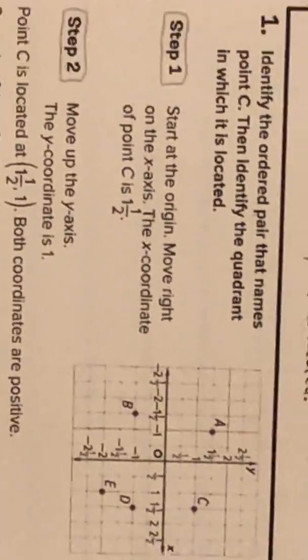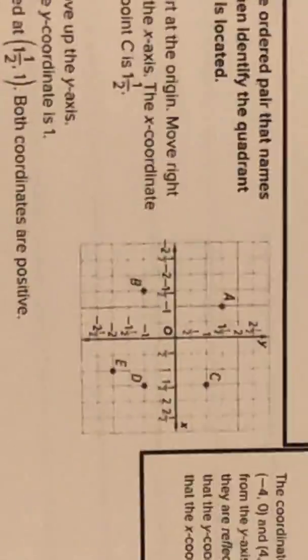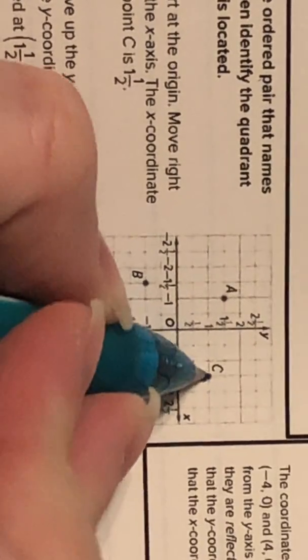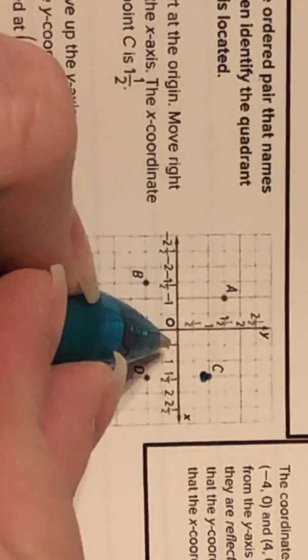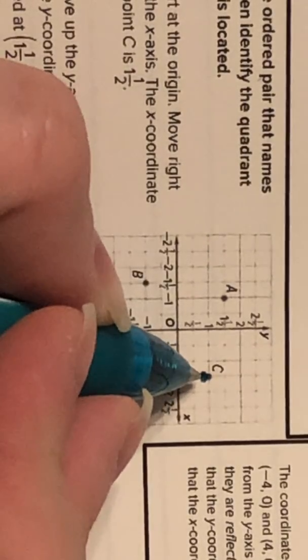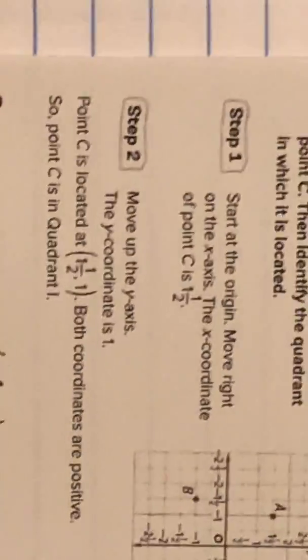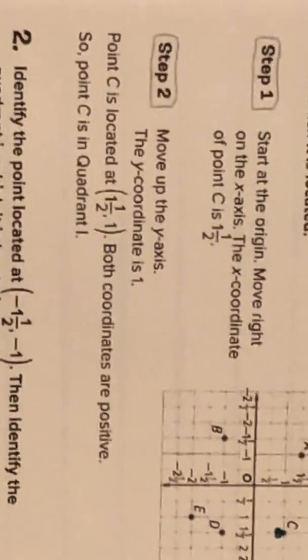So let's take a look at some examples. Number 1 says, identify the ordered pair that names point C, then identify the quadrant in which it's located. The first thing I want to do is look at my graph and figure out where C is. Well, here's C right here. Then I want to figure out what the x-coordinate is. So I start at 0, and I go over until I get to my point, which is 1.5, and then I go up, and that's at 1. So I went over 1.5, and I went up 1.